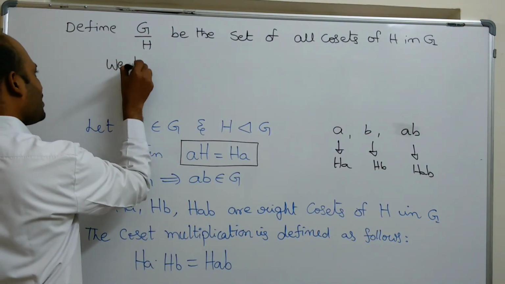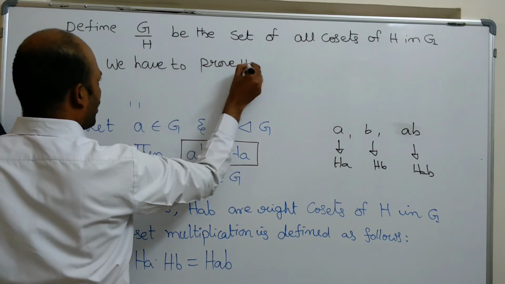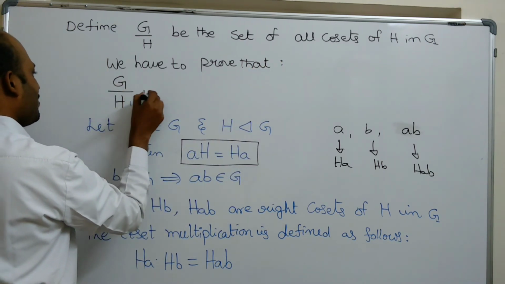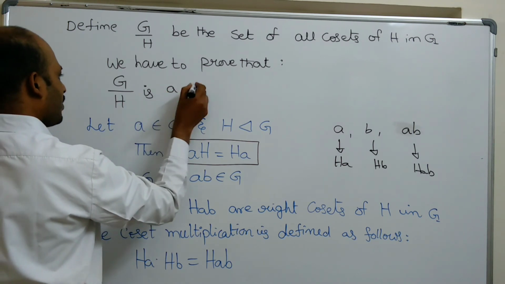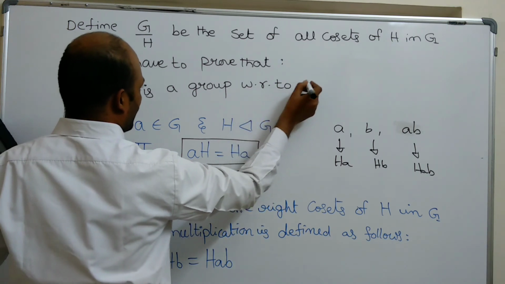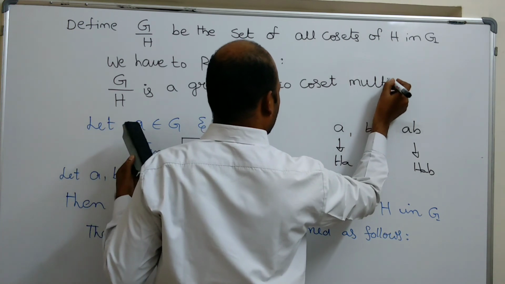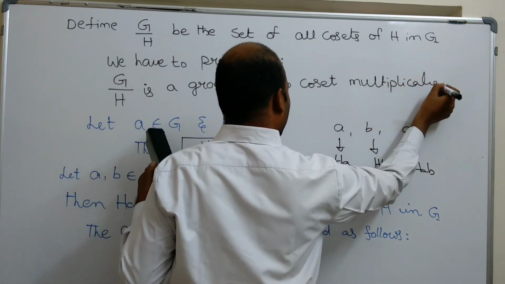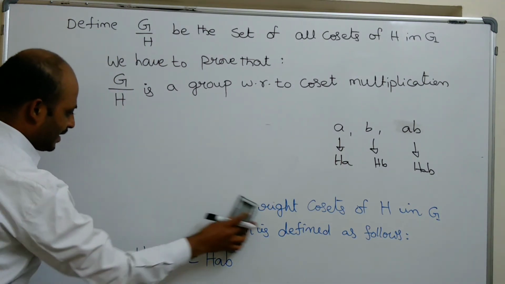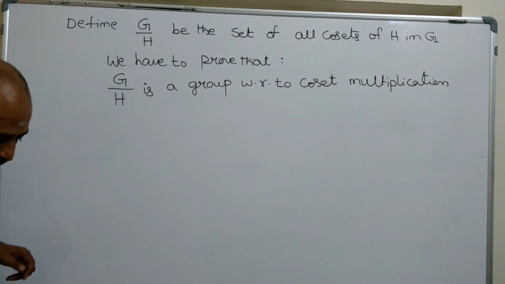We have to prove that G by H is a group with respect to coset multiplication. Yes, we prove one by one: closure axiom, associative axiom, existence of identity, and existence of inverse. The first one is the closure axiom.